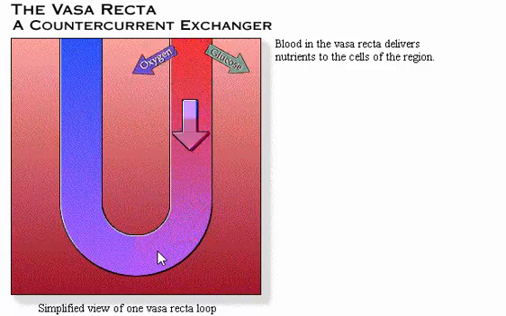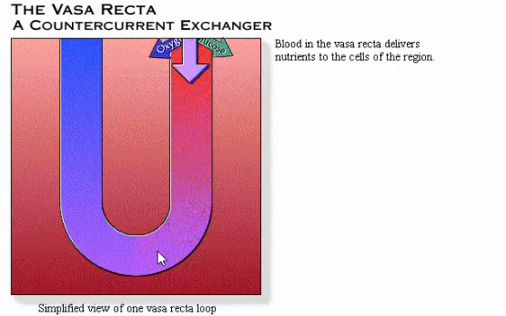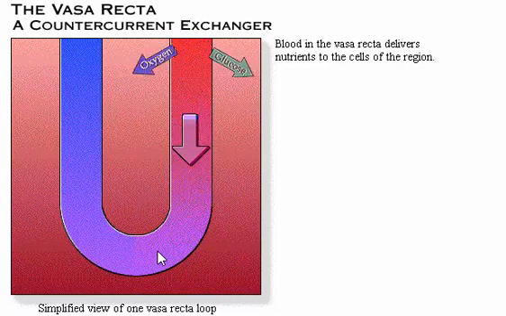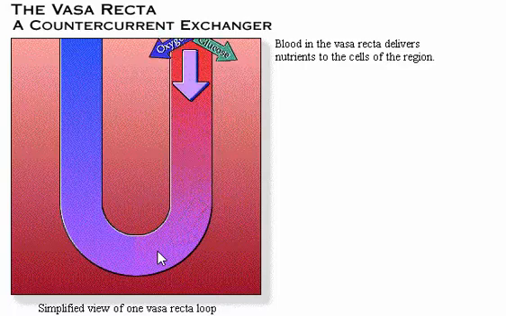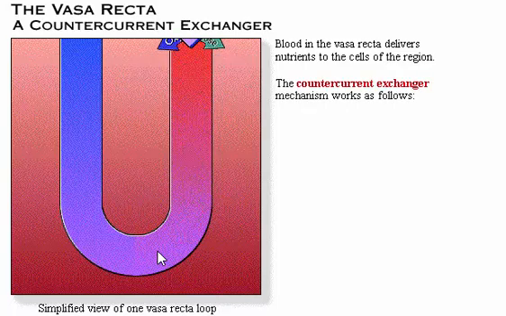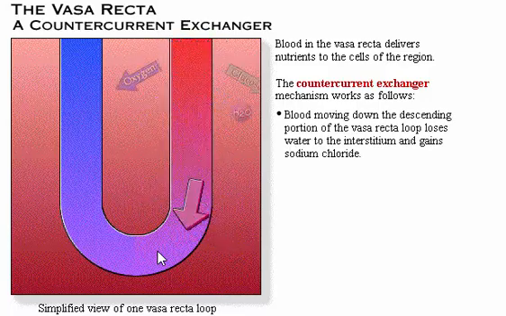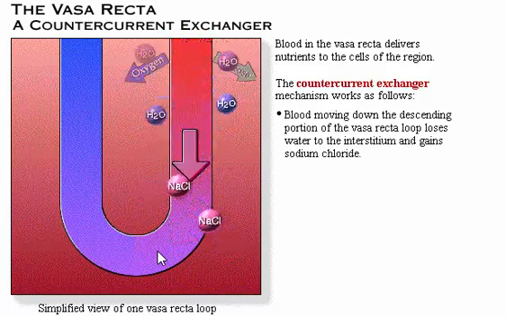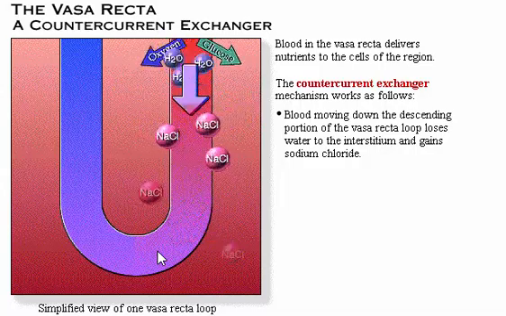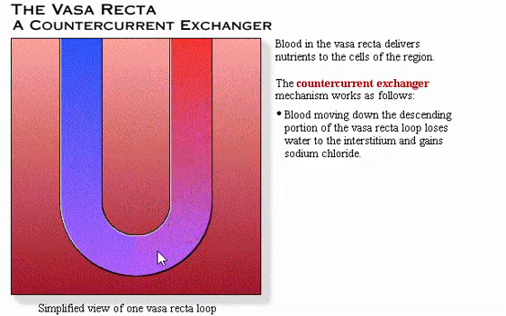Blood moving down the descending portion of the vasa recta loop passes through areas of increasing osmolarity. Responding to osmotic pressure, water diffuses out of the blood into the interstitium. At the same time, sodium chloride diffuses into the blood as a result of its higher concentration in the interstitium. If this blood now left the medulla, the sodium chloride would be removed and lost to the osmotic gradient.